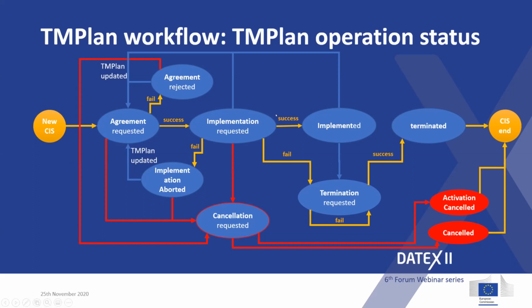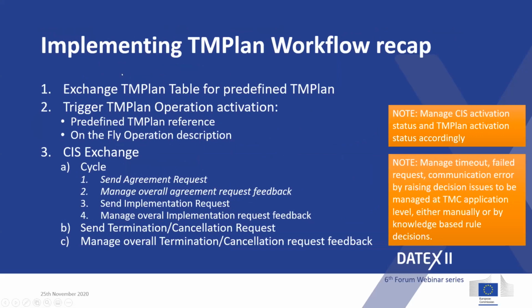What we specify in the exchange specification is the handshaking between the service provider and service requester exchange. So, for implementing a traffic management plan workflow, we need to exchange a TM plan table, properly defined TM plans. We trigger the TM plan operation activation with a predefined TM plan reference or describing the non-predefined operation within the activation publication. And then we have the CIS exchange with the agreement and implementation request. Agreement is optional. And then we manage the life cycle of the CIS.